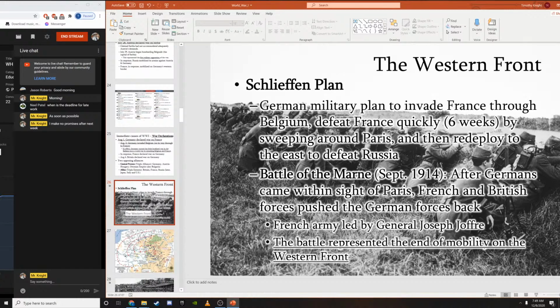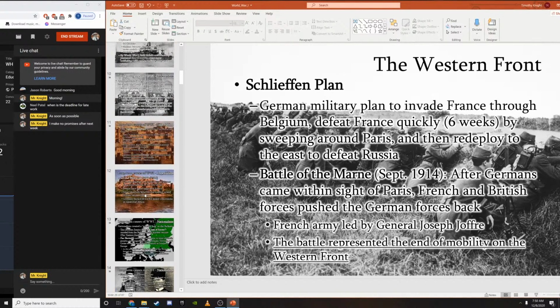The Schlieffen Plan, okay? The Schlieffen Plan, the Western Front of the First World War. Basically there was a problem that Germany was going to face in World War I, and that was that they were going to be fighting a two-front war. And they really don't want to be fighting a two-front war. Germany would much rather use the full force of its military all at once.